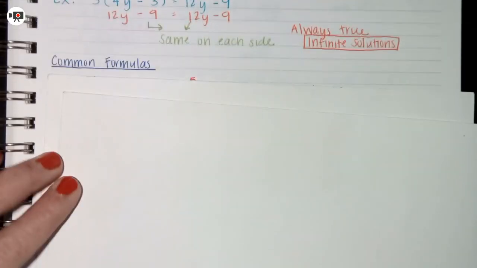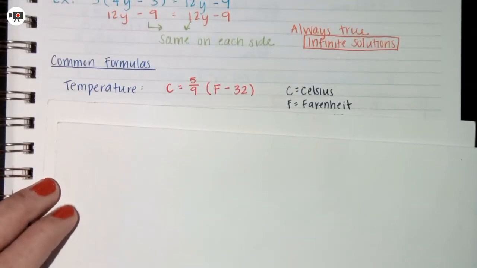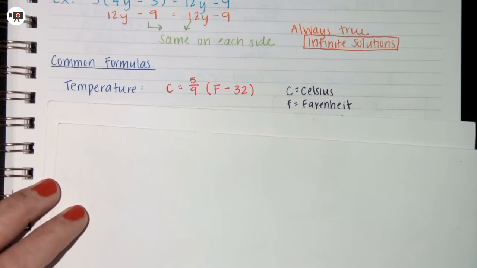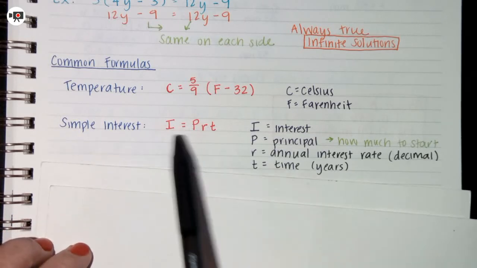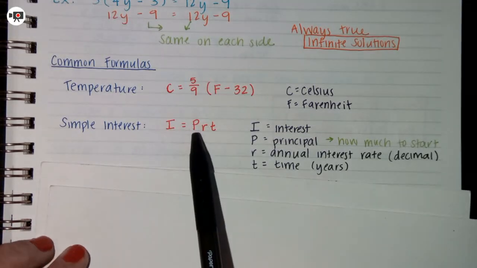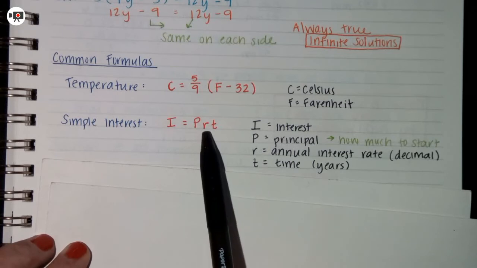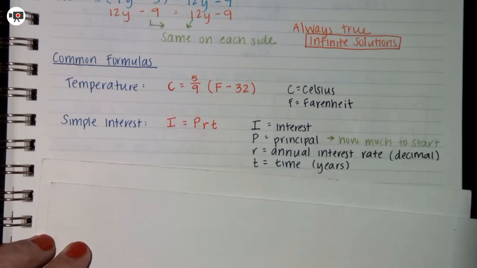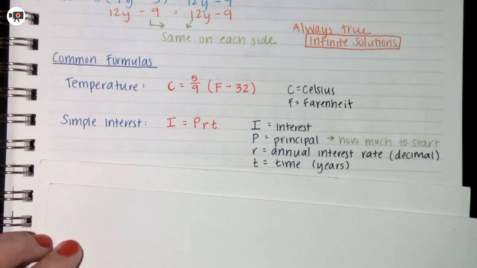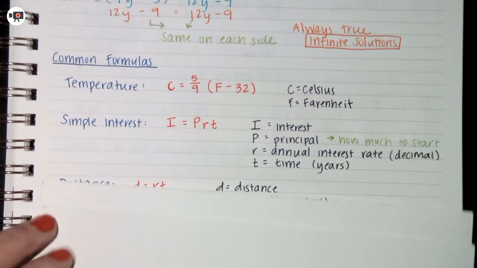Here's a couple common formulas for you. We have temperature, where C is in Celsius and F is in Fahrenheit. We have simple interest, where I is the interest, P is the principal, that's how much you started with, R is the annual interest rate, put that in a decimal, and T is the time in years. If you are not given years, convert it to years.